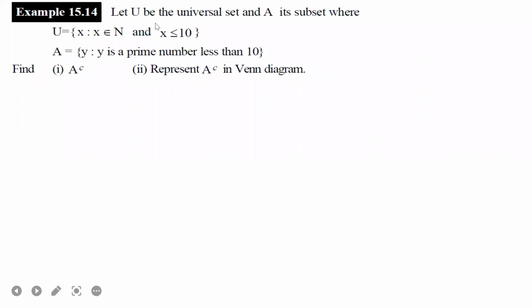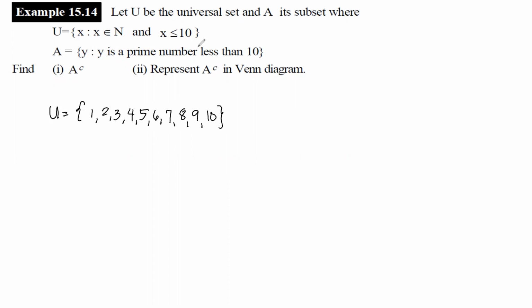So let's first list the elements of the universal set. Again, the universal set is x such that x belongs to natural numbers and is less than or equal to 10. So we have 1, 2, 3, 4, 5, 6, 7, 8, 9, and 10. 10 is included because there is a line below the inequality sign.